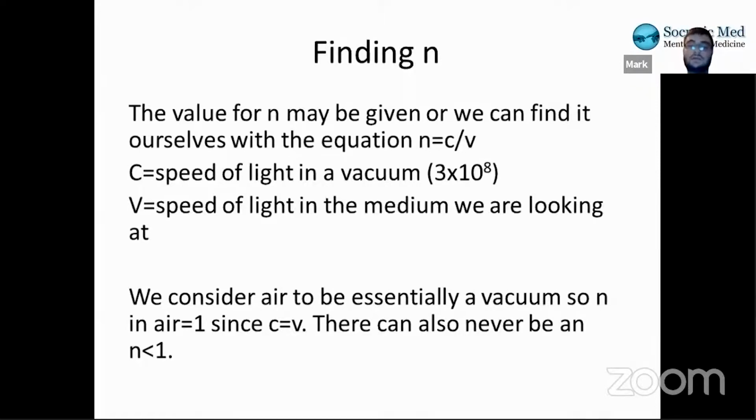You can also see that there can never be an N value less than 1, because if you're looking at C over V and you had an N value less than 1, that means V is higher than C. That means light is faster in that medium than it is in a vacuum, which is not possible. Light is always fastest in a vacuum. So you can never have an N value less than 1. If you did a calculation and it's less than 1, you know you did something wrong and you should redo it. We consider air to be essentially a vacuum, so N in air is also 1, since C and V are the same, right?